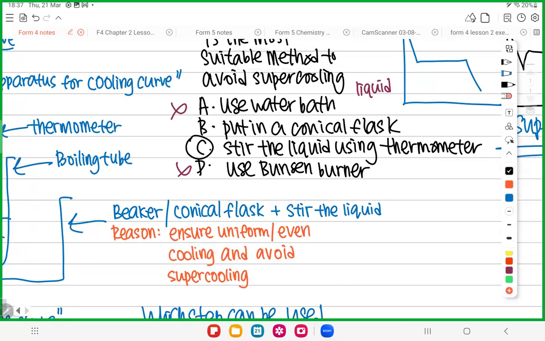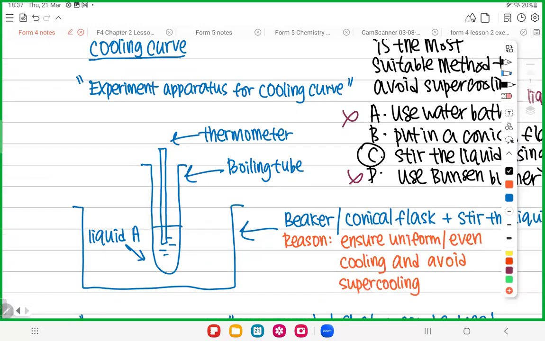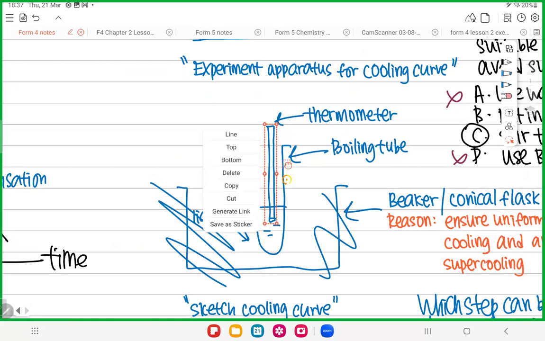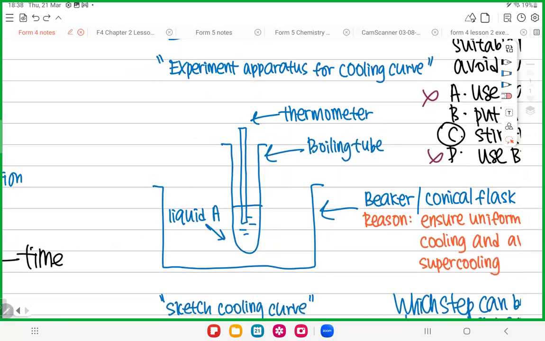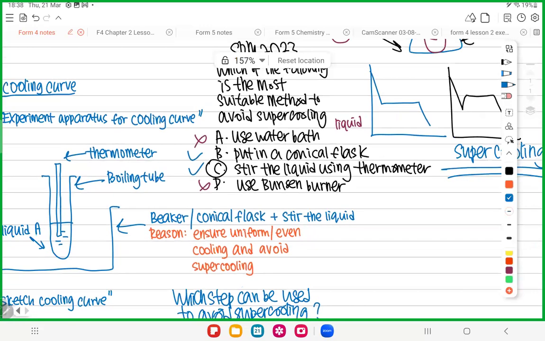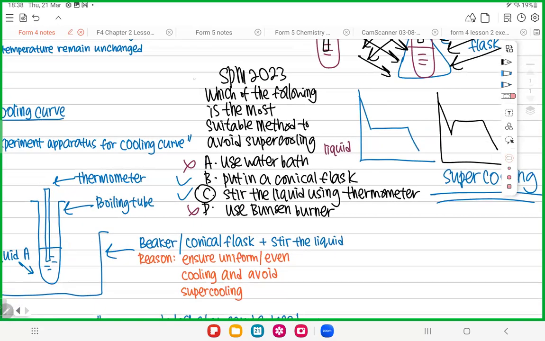So if you want to choose the best answer, which one is more important? This one, stir. Even if you don't have the beaker, if you stir the liquid, it will still help you avoid supercooling, no problem. So stirring the liquid is more important than the beaker or conical flask. So the best answer is C. This is what I call choosing the poison. Answer B and answer C are both correct, but which answer is the best? Answer C is the best. Let me know in the chat box, are you okay with this?